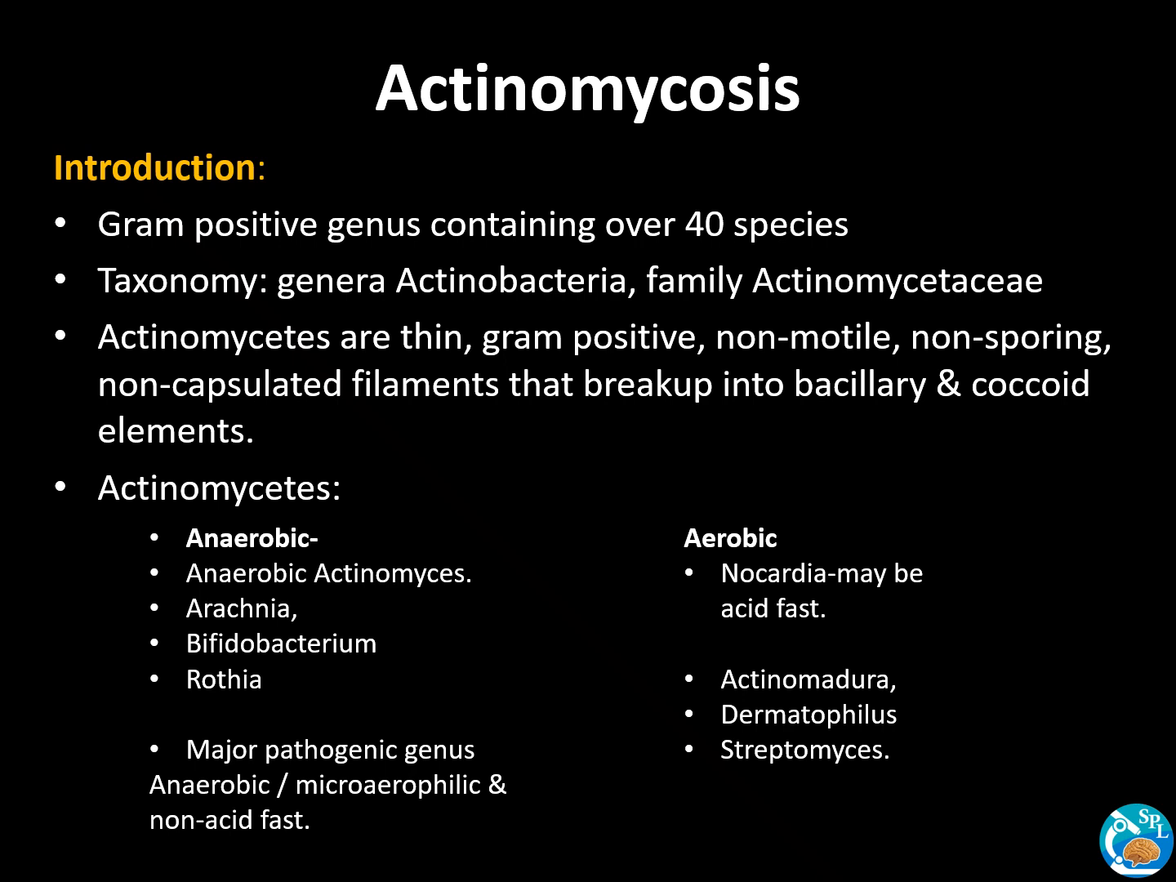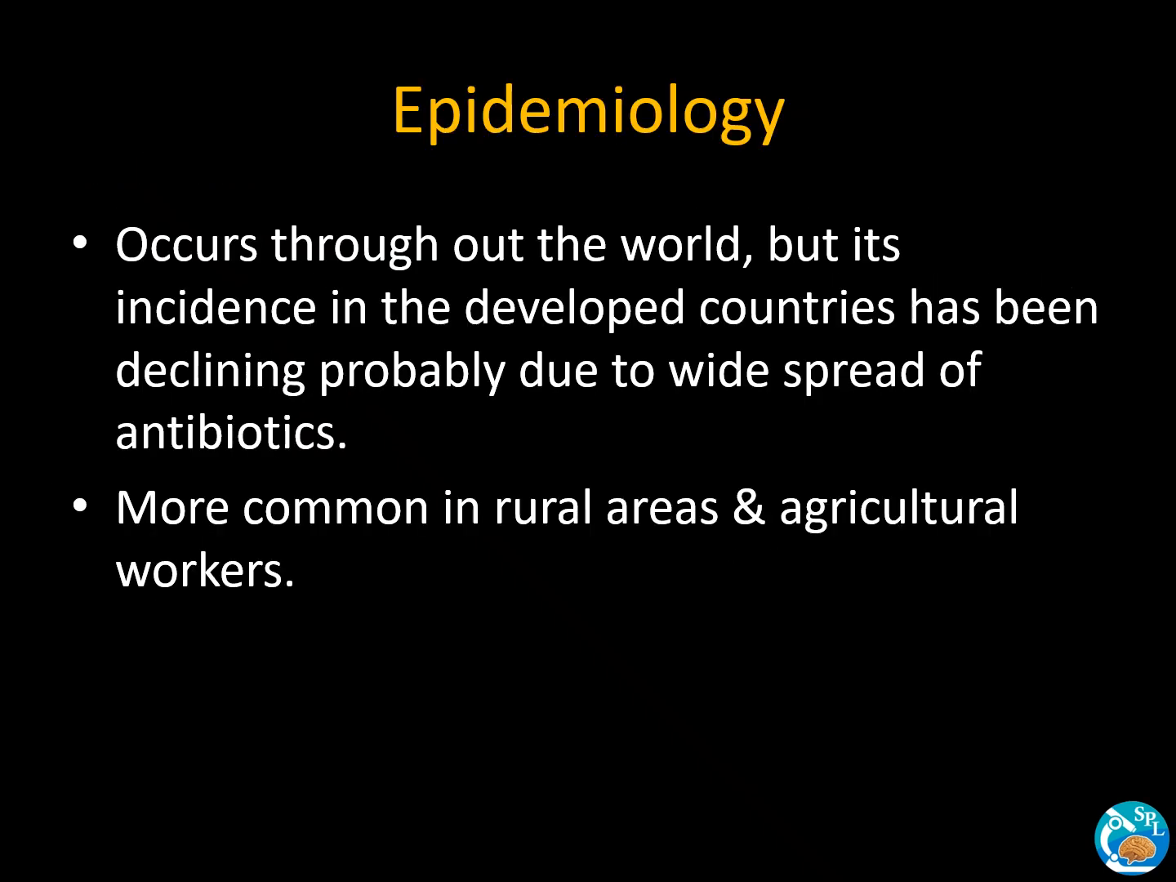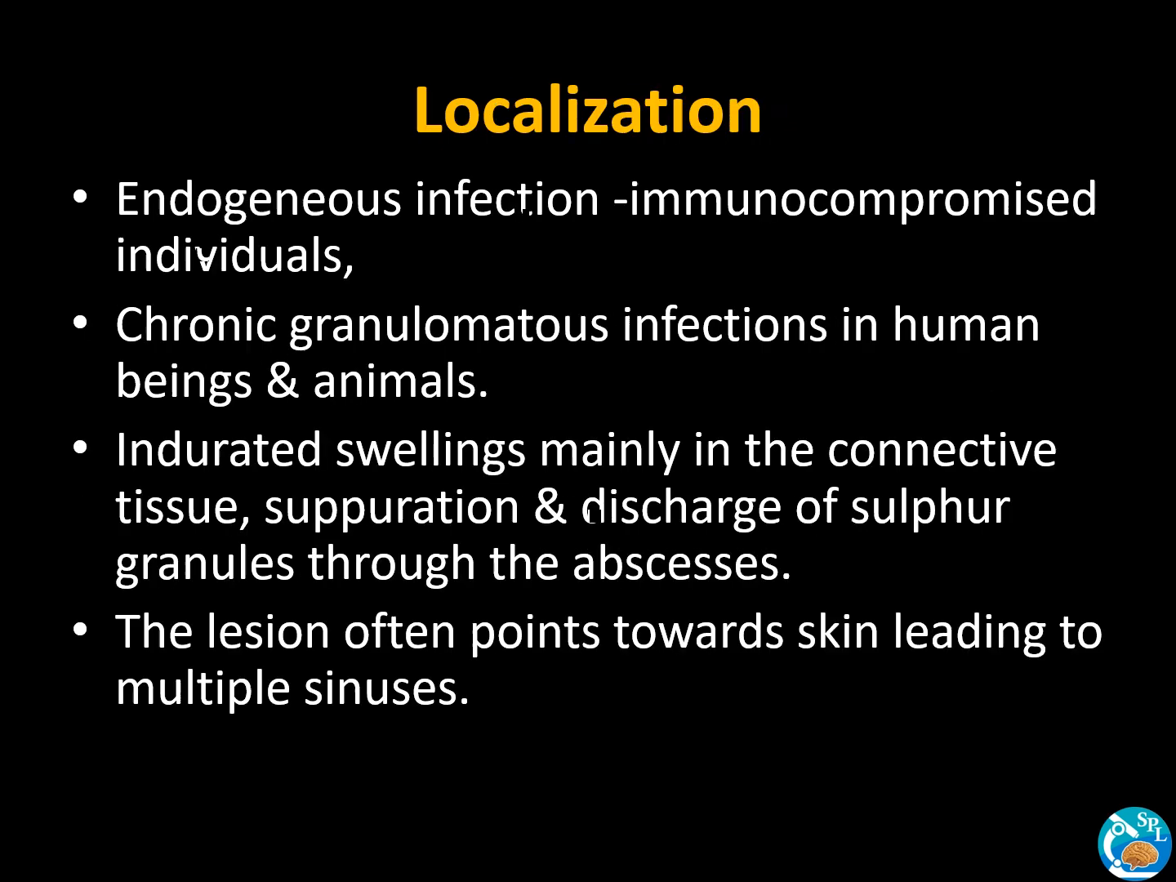Now these need to be differentiated from the aerobic ones. The most common is Nocardia, and this may be acid fast. The others are Actinomadura, Dermatophilus, and Streptomyces. Actinomycosis occurs throughout the world, but its incidence in the developed countries has been declining, probably due to widespread use of antibiotics. It is more common in rural areas and among agricultural workers. This is an endogenous infection often found in immunocompromised individuals. It causes chronic granulomatous infections in human beings and animals.